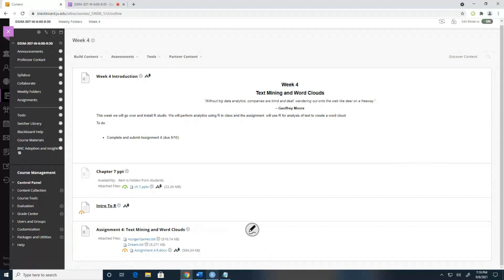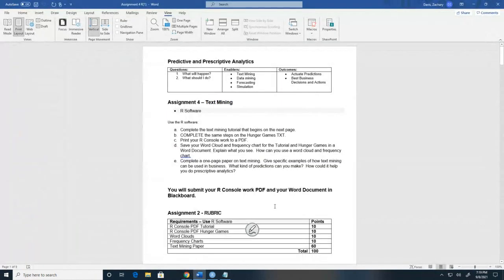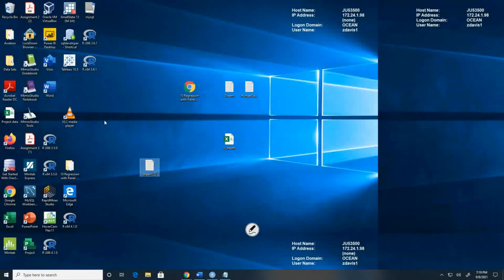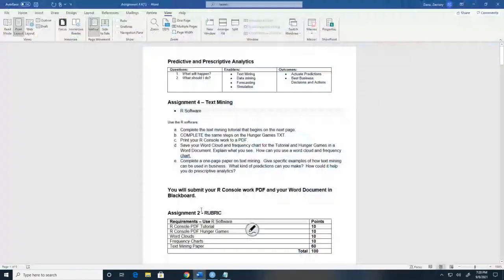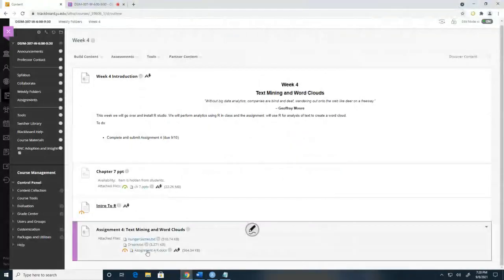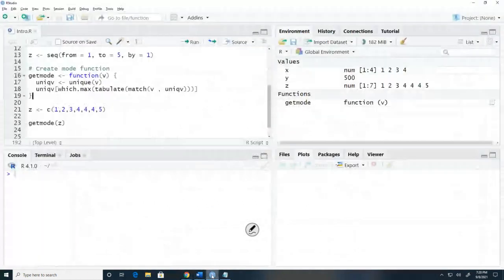Then of course, download the assignment file, which should pop up like this. It says there's another text file here. Oh, there it is. Capital Dream. Yeah, so we'll go over how to do the I Have a Dream speech together, and then you guys will modify the code to work with the new text.